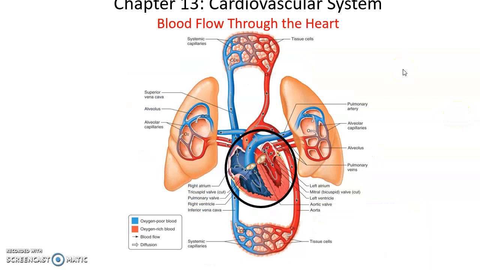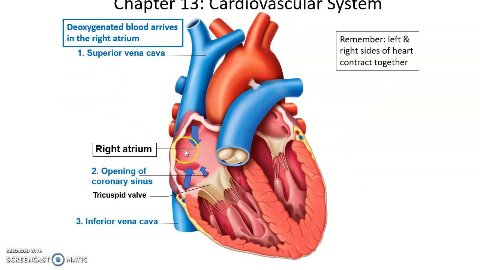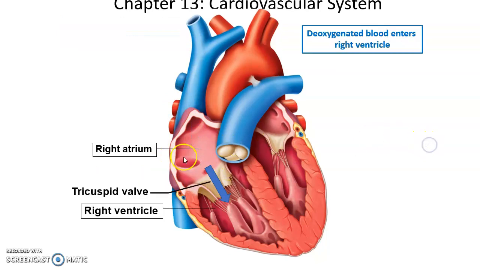So now I'm going to go through the blood flow through the heart, the direction that blood flows. So this will be as if we're following a single red blood cell. A single red blood cell will arrive in the right atrium, either from the superior vena cava, inferior vena cava, or coronary sinus. One of those three veins will empty that red blood cell into the right atrium. That red blood cell will then travel through the tricuspid valve into the right ventricle.